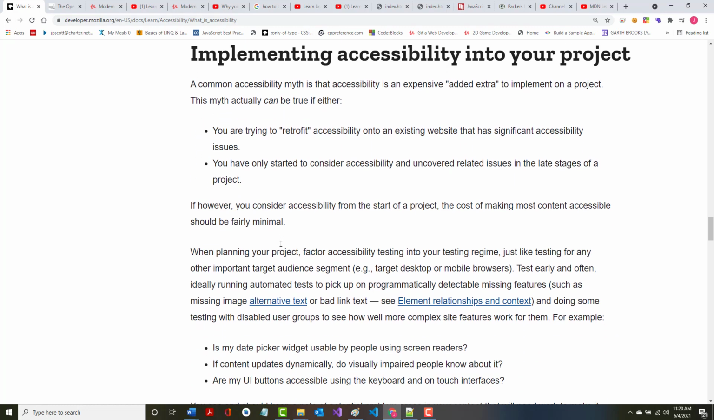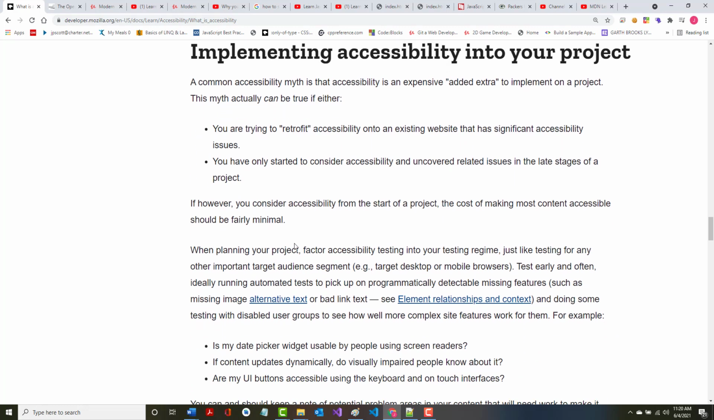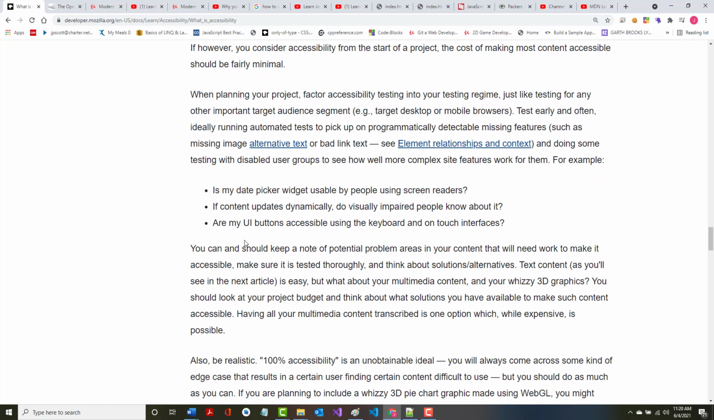All right, implementing accessibility into your project. It says a common myth is that accessibility is an expensive added extra. It can be true if you're trying to retrofit it into an existing website, because of course it's going to cost something. You've already got it up there and running. Or you've only started to consider accessibility and uncovered a lot of related issues late in the project. However, if it's the start of the project, the cost should be minimal. And as mentioned, it should also help all users.